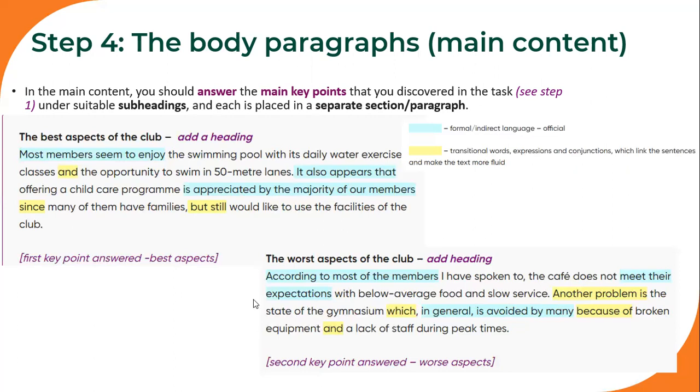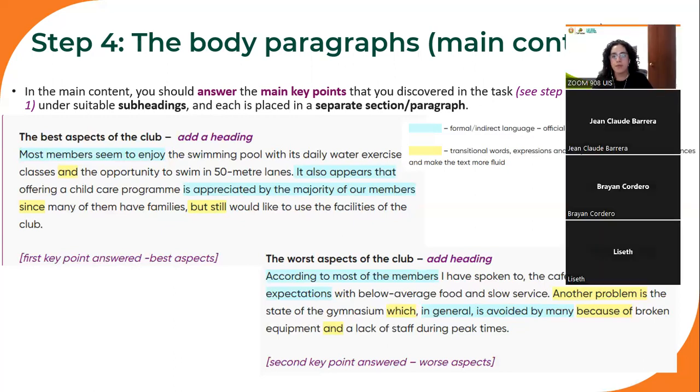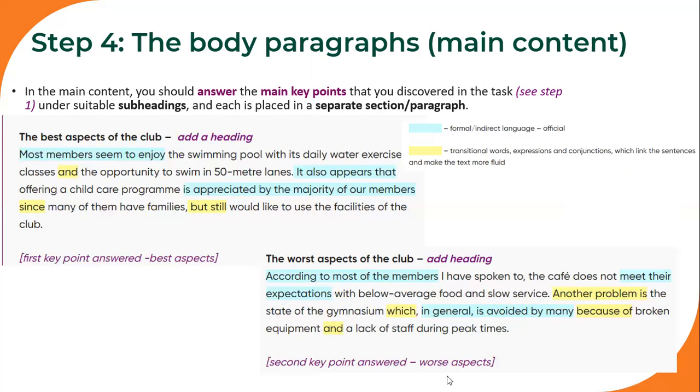Okay. So those are the worst aspects. The members do not feel the cafe meets their expectations. They don't like the cafe in the club because the food is not good and the service is slow. Another problem is the state of the gymnasium, which is avoided by them because the equipment is broken and there are no staff during peak times, the very busy hours. So those are the best and the worst aspects of the club.